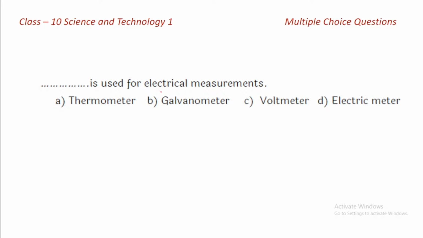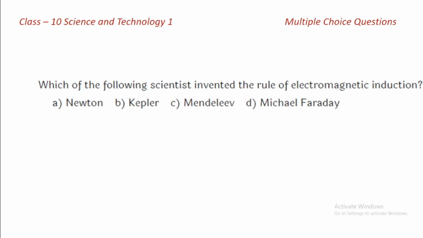Dot dot is used for electrical instruments. Thermometer, galvanometer, voltmeter or electric meter. Answer is galvanometer. Galvanometer is used for electrical measurements. Which of the following scientists invented the rule of electromagnetic induction? Newton, Kepler, Mendeleev or Michael Faraday? Answer is Michael Faraday. Michael Faraday invented the rule of electromagnetic induction.